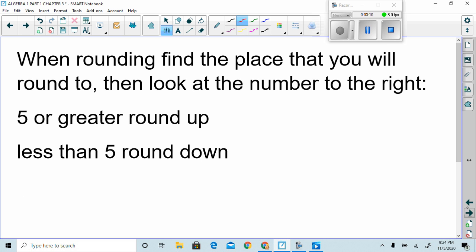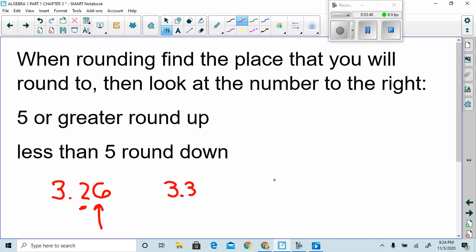When rounding, once again, I'll repeat this more than once, you look at the place that you want to round to, and then you look at the number directly to the right. If I have 3 and 26 hundredths, and I want to round to the nearest tenth, I look to the place to the right. If it's 5 or greater, I will round up. That's telling me this number is closer to 3 and 3/10 than it is to 3 and 2/10. It's a little bit further on that side.